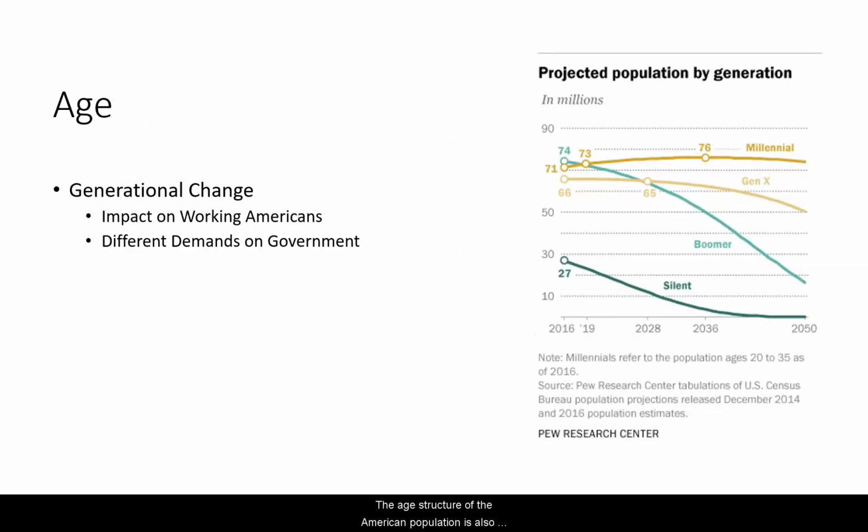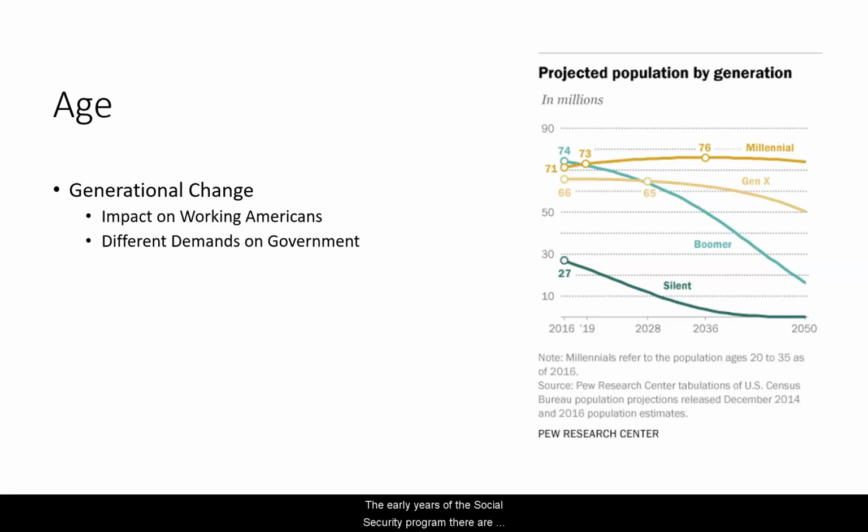The age structure of the American population is also undergoing change. The average age of the population has been increasing for decades. As family sizes have decreased and as life expectancy has increased, the population has gotten considerably older. This impacts government programs like Social Security, in which the incomes of the current generation of workers are used to help fund the retirements of a previous generation of workers.